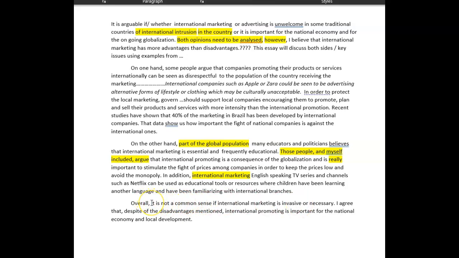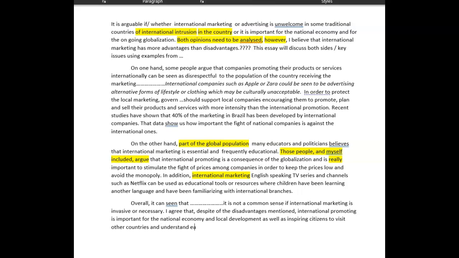Overall, it can be seen that international marketing and advertising can offer many benefits. Don't say common sense like that. I agree that despite the disadvantages, it's important for national economy and local education, as well as inspiring citizens to visit other countries and understand each other better. I mean, you could just say something a bit more general at the end there, okay?